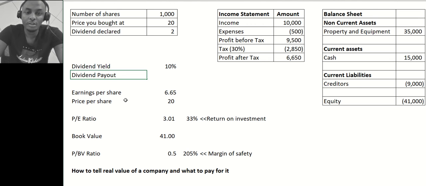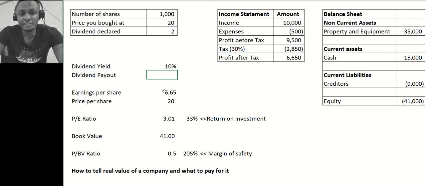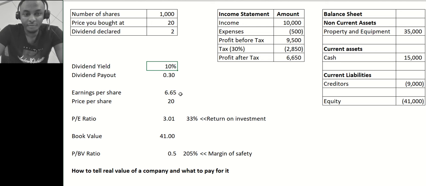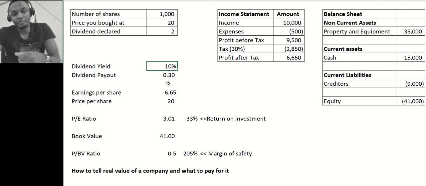So the dividend payout is how much of this earnings per share the company pays out. This company pays out about 30%, which is a very good dividend payout. If somebody is paying 100%, it means they would have paid out the whole 6.65. Okay, so that's important.